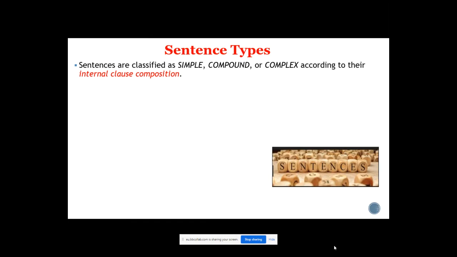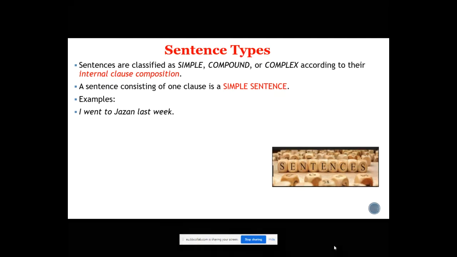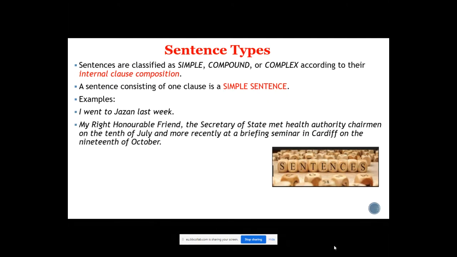Now, sentences are classified as simple, compound, or complex sentences according to their internal clause composition. And some books actually refer to multiple sentences. They say multiple sentences as a term which subsumes, which combines both compound and complex sentences. So a sentence consisting of one clause is a simple sentence. We talked about that a few minutes ago. Some examples: I went to Jazan last week. This is a simple sentence.